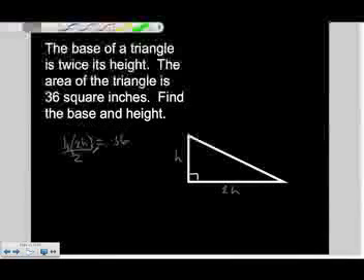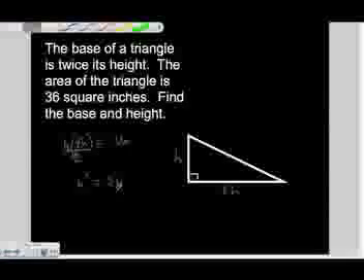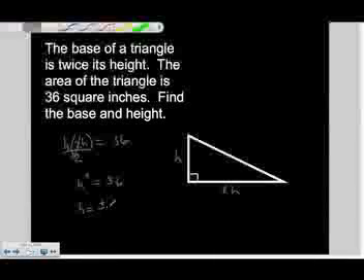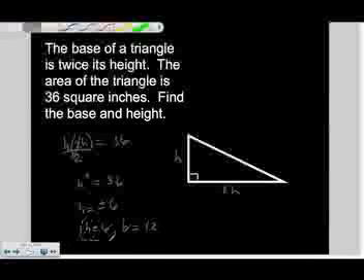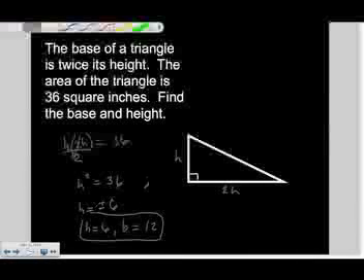That means I just need to solve for h. Notice the 2's are going to cancel here, and we've got h squared is equal to 36. Algebraically, this is plus or minus 6, but geometrically, we only allow positive distances. So we just have the 6. H is equal to 6, and the base is equal to 2 times that, which is 12. And that's it for the video.